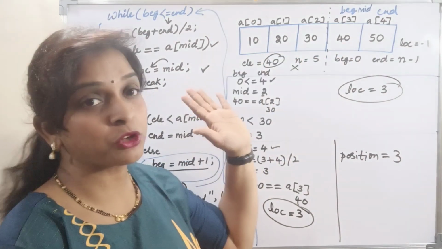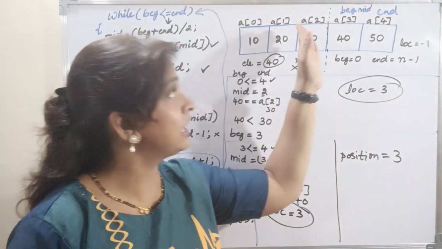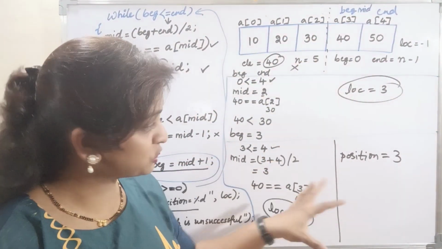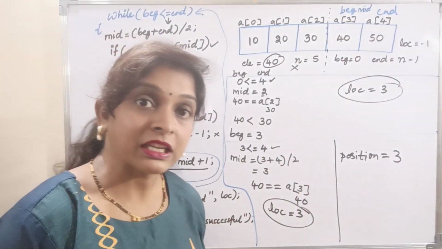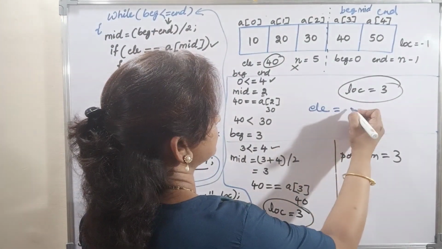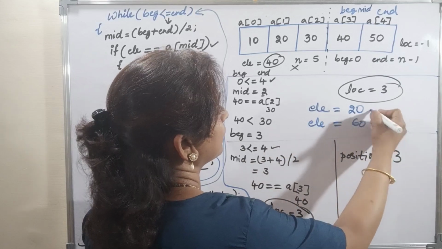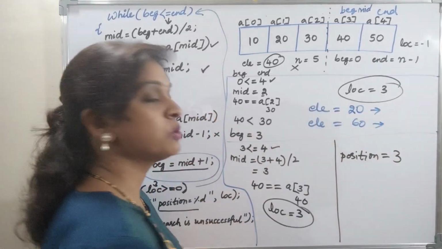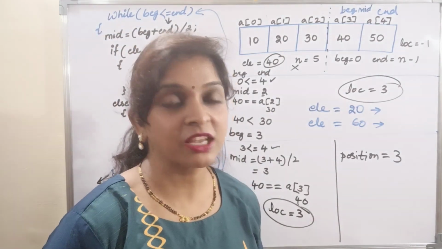If I go to the left portion of the array, the beginning remains the same, the ending I need to change. So you can just do this tracing with a few values, and please write down the answer in the comment box. I'll just change the search element as 20, and search element as 60. Try to trace out for these two search elements. So let us see the execution of this program now.